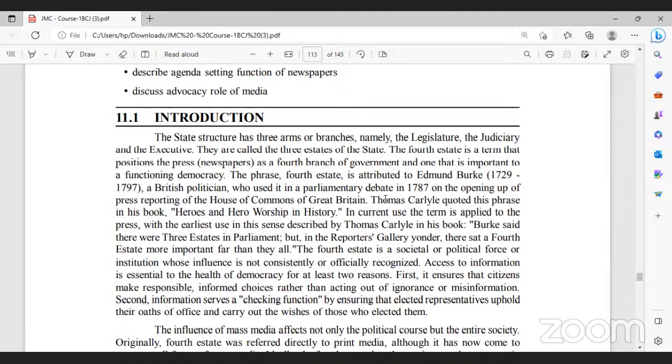Going back to fourth estate, this term is attributed to Edmund Burke, who lived from 1729 to 97. He was a British politician who coined this phrase, the fourth estate. He referred to the House of Commons of Great Britain. Thomas Carlyle quoted the phrase in his book Heroes and Hero Worship in History. Burke said that there are three estates in Parliament, and the Reporters Gallery is also there. Therefore, he termed it a fourth estate.